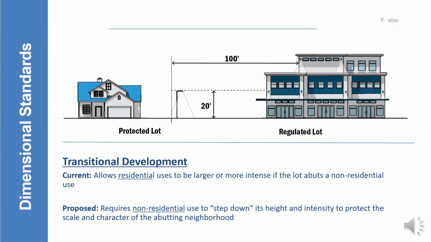In the current Development Code, transitional development standards allow residential uses to be larger or more intense if the lot abuts a non-residential use. In the Unified Development Code, this use has been modified and reversed. When a non-residential development is developed adjacent to an existing residential use, the non-residential use is required to step down its intensity and height to protect the scale and character of the residential area.